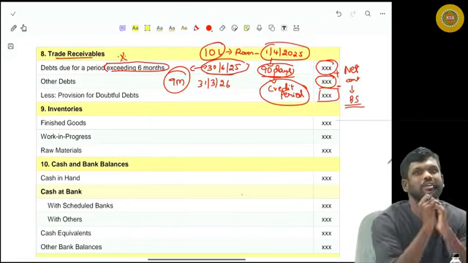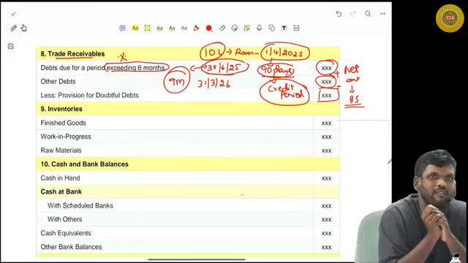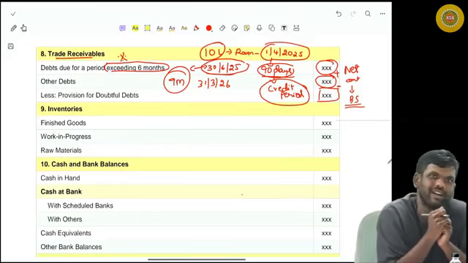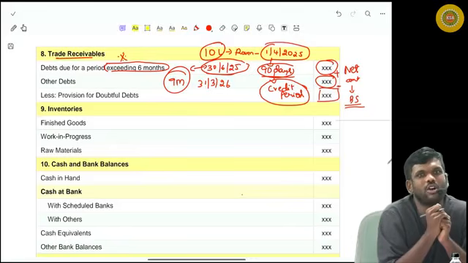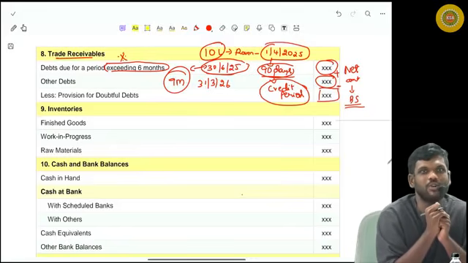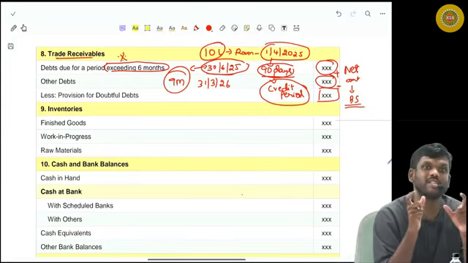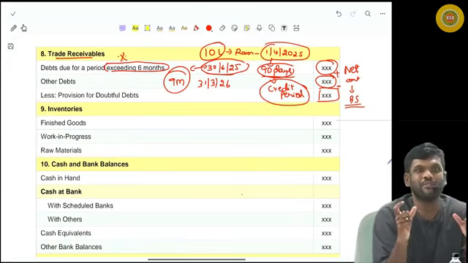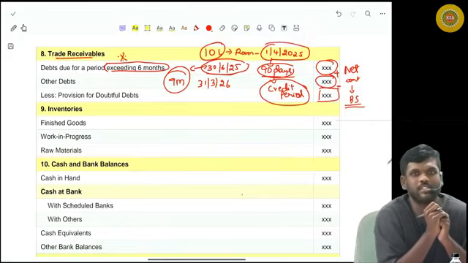Actually, if you read the latest amendments that have come in Schedule 3, they want a different type of disclosure for debtors. They want us to give aging. They no longer want the 6 months. They want us to give aging. Like they want to say how many debtors are due for less than 6 months, how many in 6 to 12, how many in 12 to 24. Actually, that is the latest disclosure requirement that is required by Schedule 3.